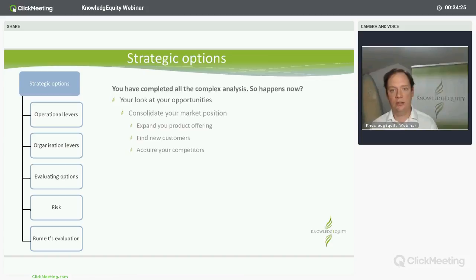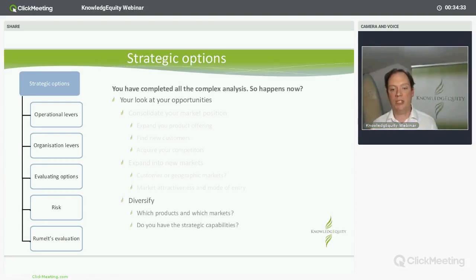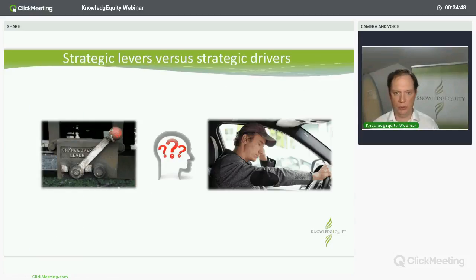So you're looking at these opportunities. It could be not going to a new market, we're consolidating our position, we're defending from new entrants. We might be expanding to new markets, we might be diversifying. If we are, which products and markets? Not just, it's Ansoff, we're going to do diversification. So which products, which markets, why, and do you have the strategic capabilities, linking straight back to module 3.